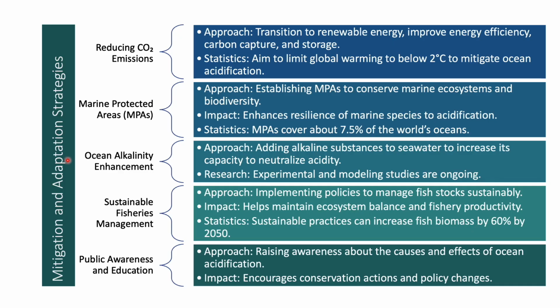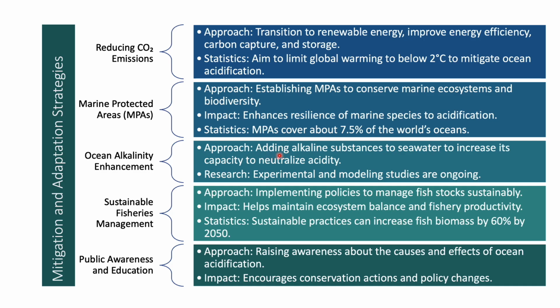So what can we do? Mitigation and adaptation strategies to reduce the CO2. One is to focus on CO2 emission, that is, we have to transition to renewable energy from coal and other types of sources which we use for energy production. We have to improve the energy efficiency and carbon capture and storage. And marine protected areas, we have to establish these kinds of areas to conserve the marine ecosystem and biodiversity so that pollution and other things do not reach these areas. And we have to increase the alkalinity of the ocean.